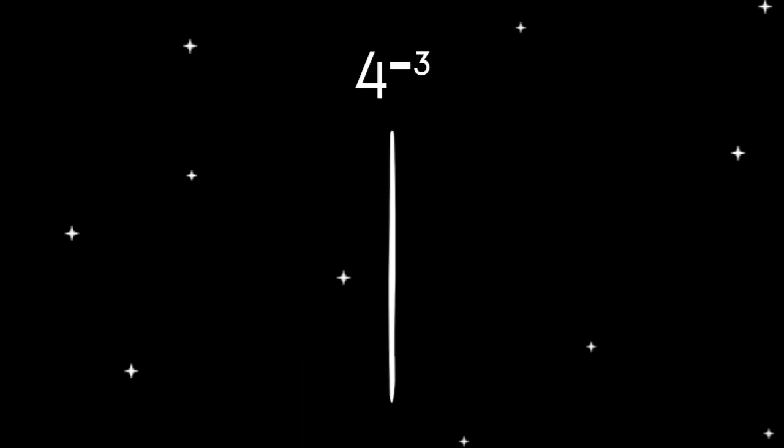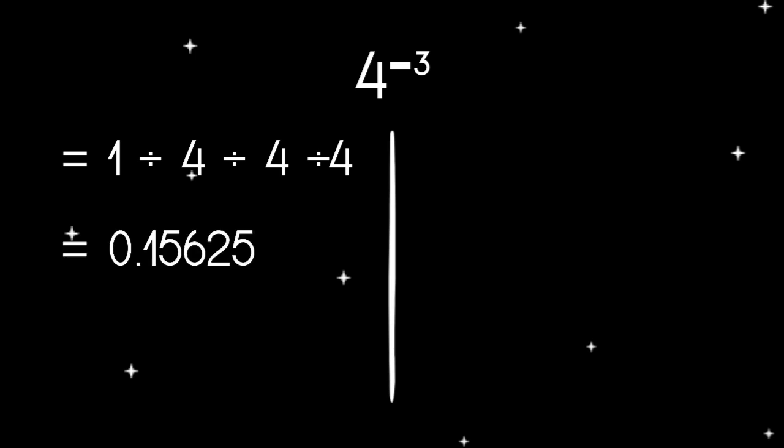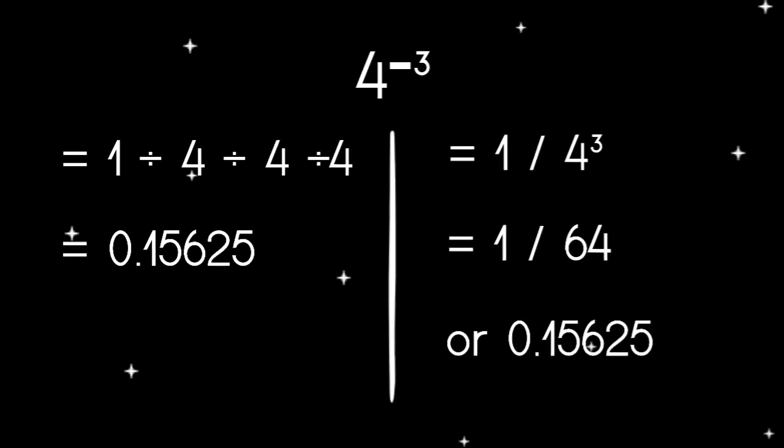Let's try and check if the law of exponent and the long method have the same answer. With 4 raised to power of negative 3, let's try the long method. 1 divided by 4 divided by 4 divided by 4 equals 0.15625. With the law of exponent, that would be 1 over 4 cubed or 1 over 64, which equates to the first method. Now, let's try solving some problems.